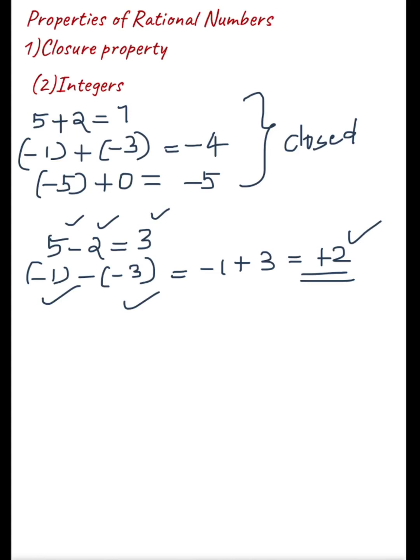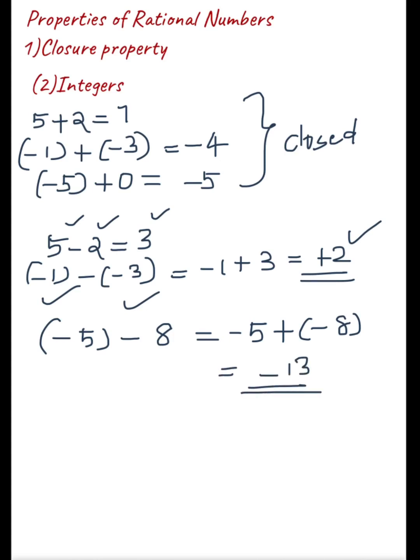Now let's take any other example. Minus 5, and I am subtracting 8 from minus 5. Then what will be the answer? You know that the answer will be minus 5 plus minus 8. What is the answer? It's minus 13. So here also you are taking any two integers and subtracting them, and the answer is also an integer. So here you can say that integers are closed under subtraction also.